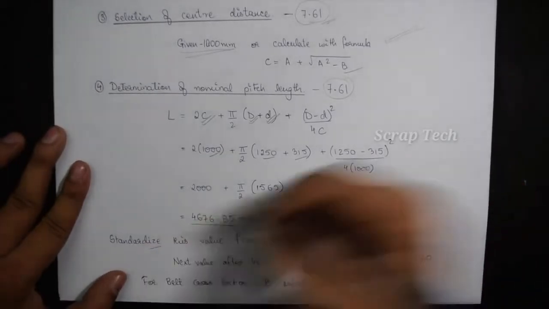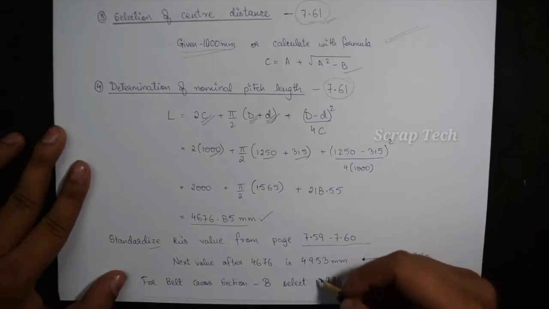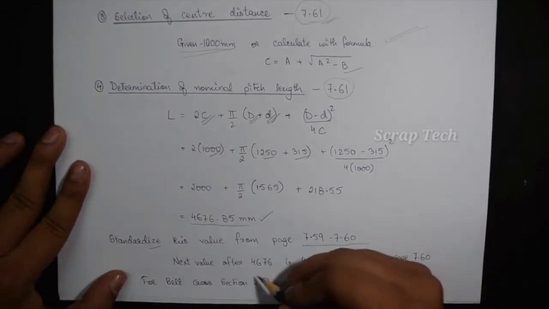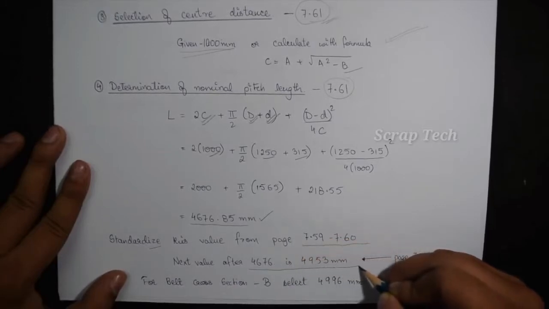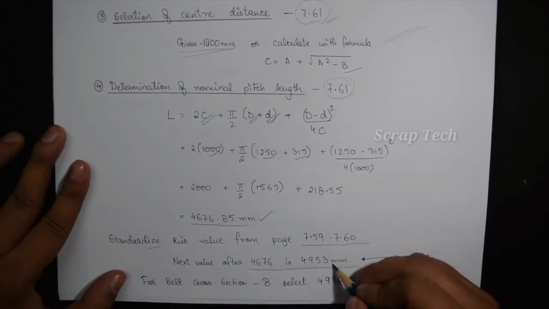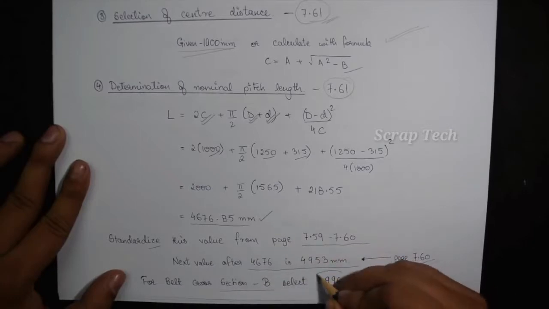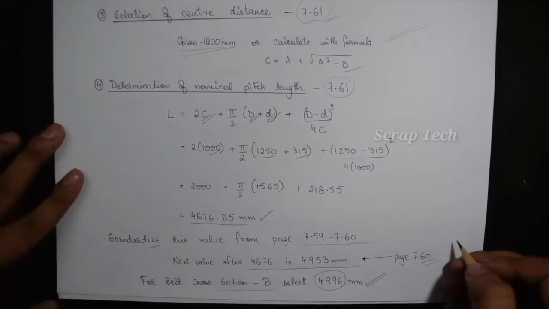For standardizing, we'll go to page 7.59 or 7.60. On 7.60, under nominal inside length, the value next to 4676 is 4953. So this is the value we'll be choosing, but the cross-section type of belt was B, so we'll be choosing 4996, which becomes our nominal pitch length now.